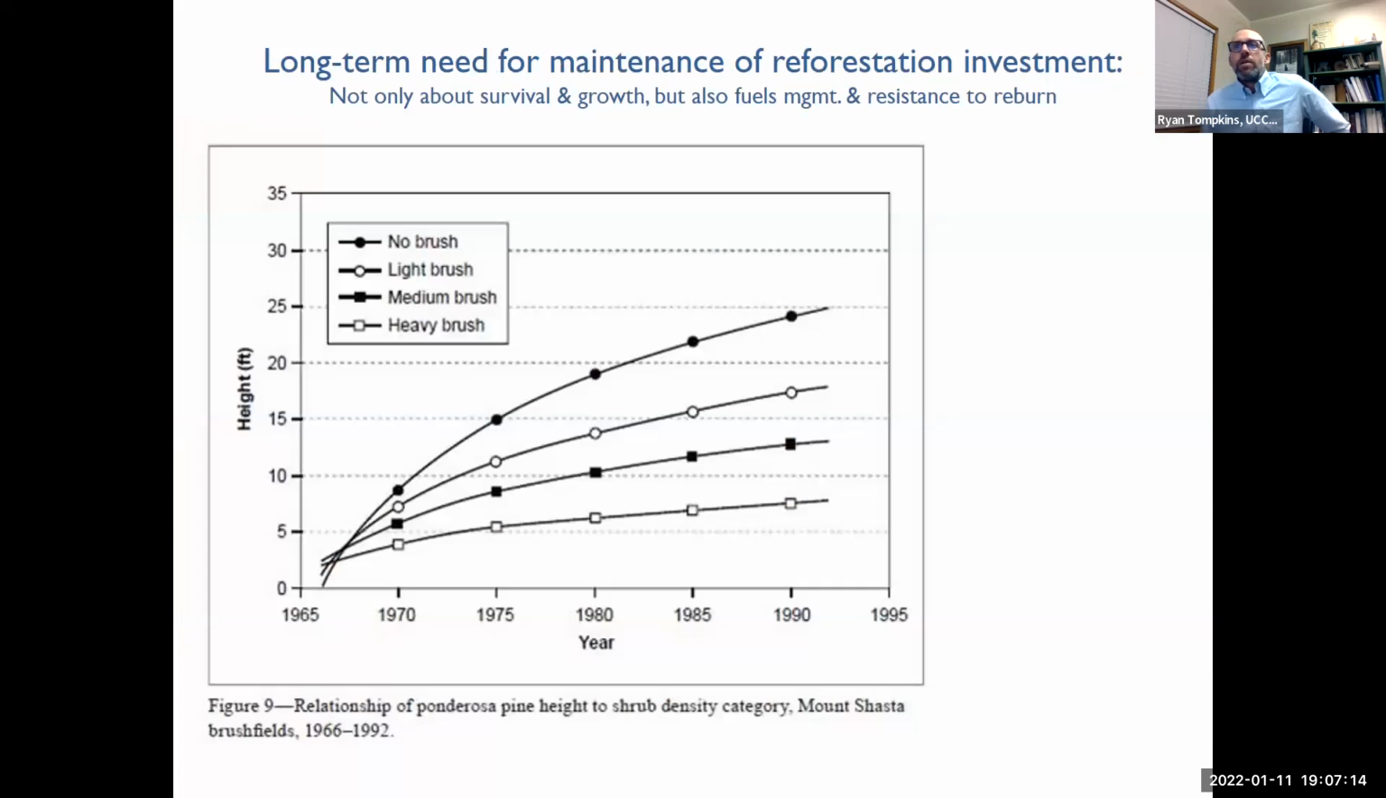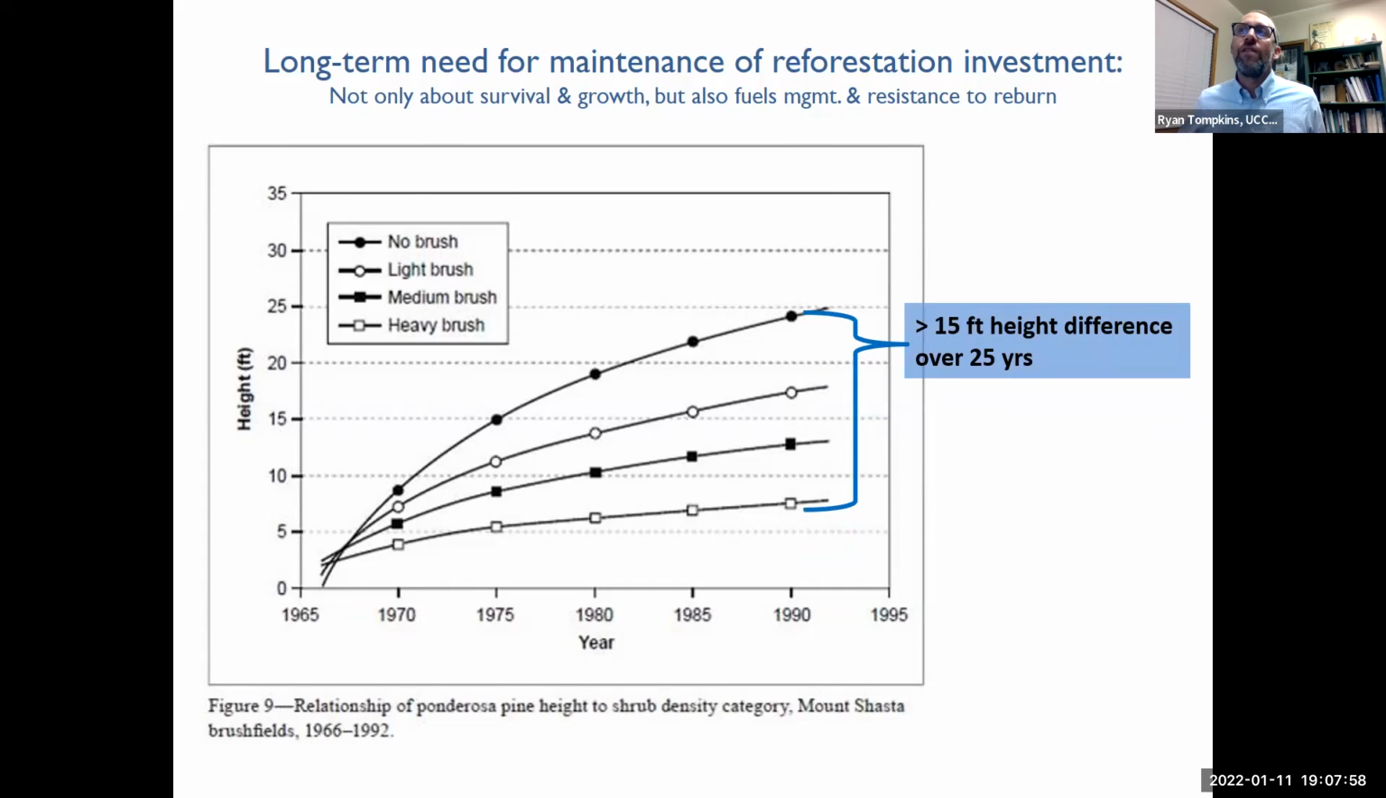And this is why. This is a study from the Forest Service where they looked at tree height on the y-axis and time on the x-axis. You can see that trees growing under heavy brush only grew, after 25 years, to about 7 feet on average. Trees that didn't compete with brush grew to almost 25 feet in those years. So there's over a 15-foot height differential over those 25 years. And this is why it's important.